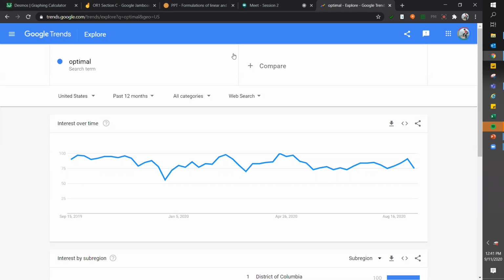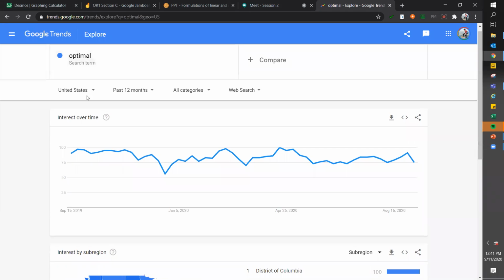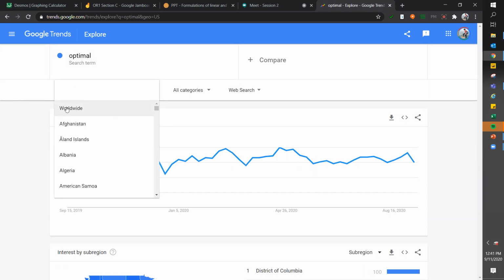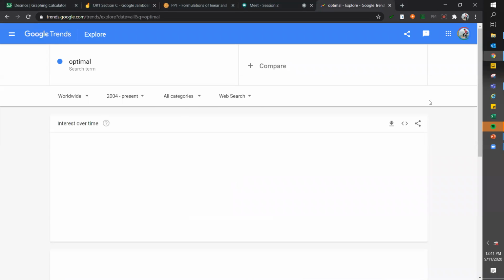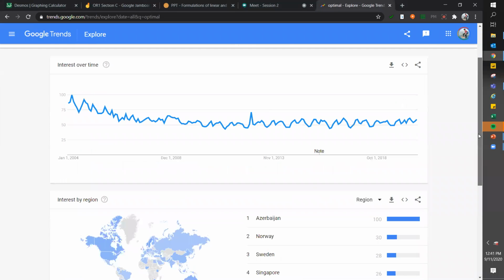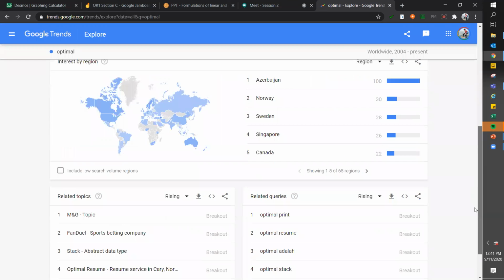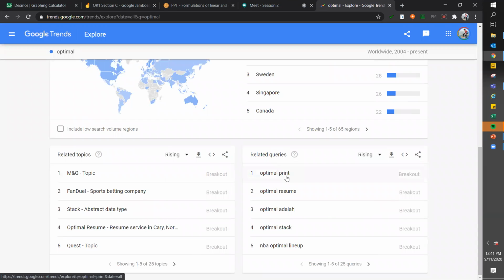So, nag-look ako dito sa Google Trends just to simplify yung ating process. Yung term natin, optimal. If I filter, gagawin kong worldwide, and not just for the past 12 months. I'll look for, let's say, the start of the record, which was 2004. So, ito yung mga related queries dyan: optimal print, optimal resume, optimal lineup. That's rising. But let's look for the top.